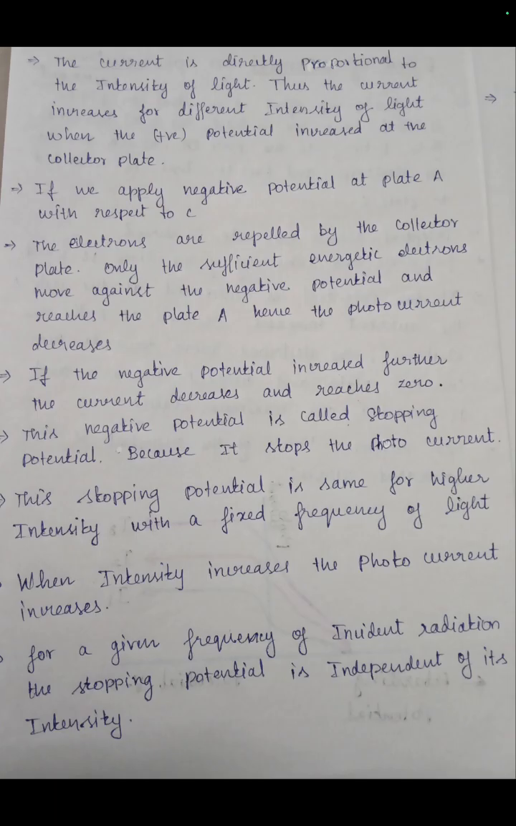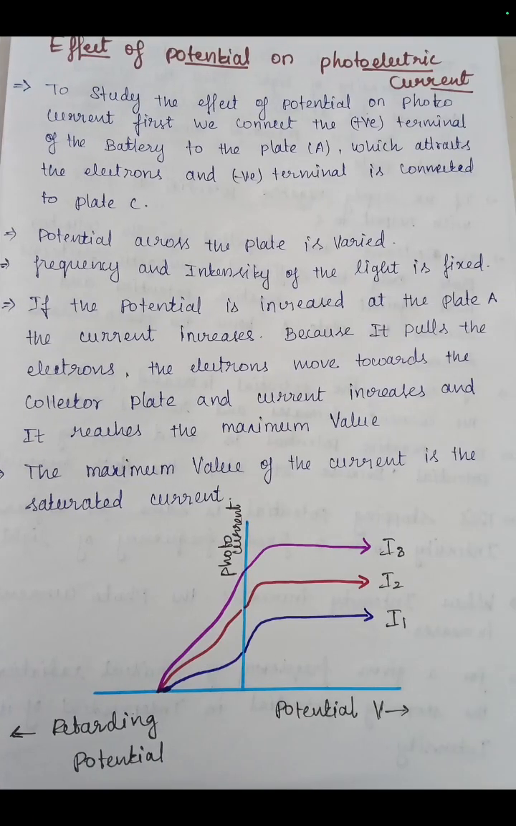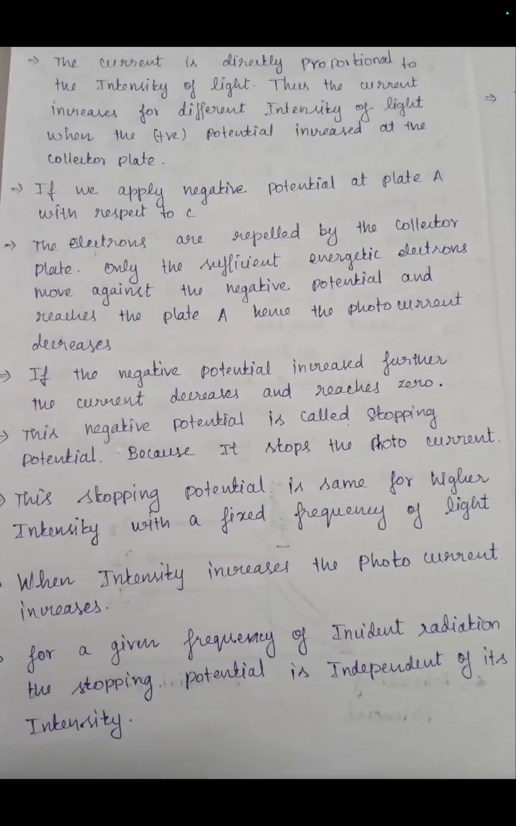And if we do the same experiment for different intensities, that is, for higher intensities, it is found that the negative potential is the same for higher intensities of the incident light. The negative potential is not varying when the intensity of the incident light is increased. So when the intensity of the incident light is increased, the current increases, but the negative potential does not vary. The negative potential is independent of the intensity of the incident light.